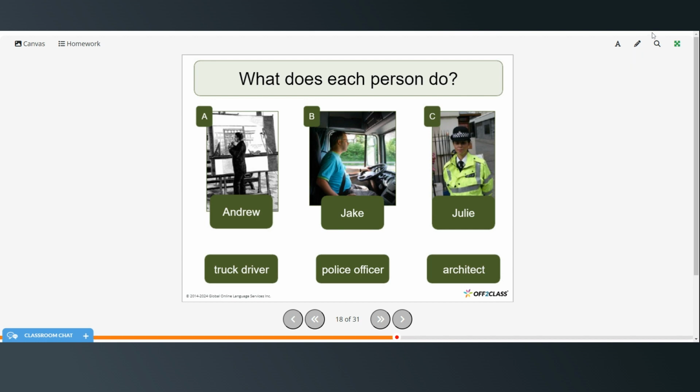How about Andrew? So Andrew is an architect, because here we have it starting with the A sound, so we have to say an architect. Jake. So Jake is a truck driver. And Julie is a police officer.